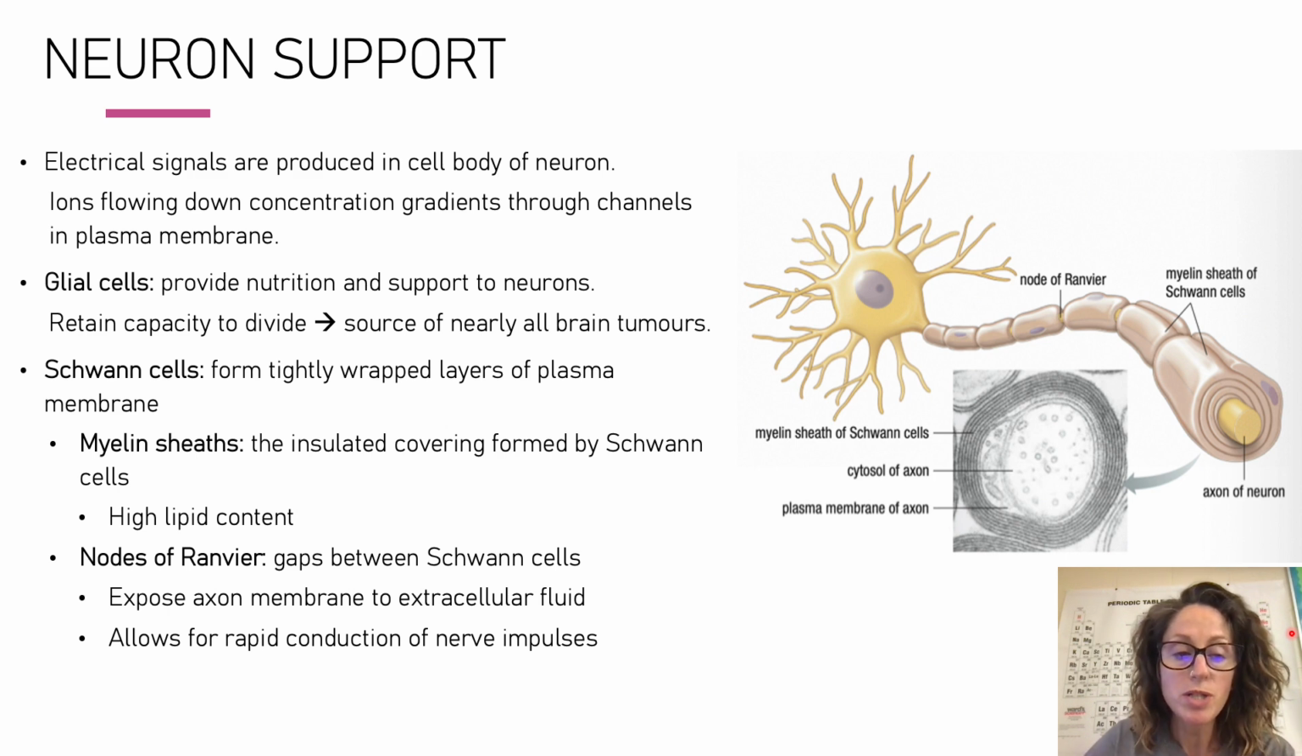We have these nodes of Ranvier here, and it's the spaces between each of those Schwann cells. These gaps are where we actually have the electrical signals being able to be produced. So it exposes the axon membrane to the extracellular fluid. This allows for rapid conduction of the nerve impulses, which we're going to talk about in not the next lesson, but the lesson after that.